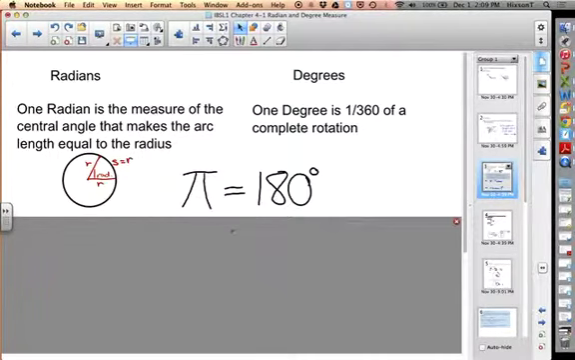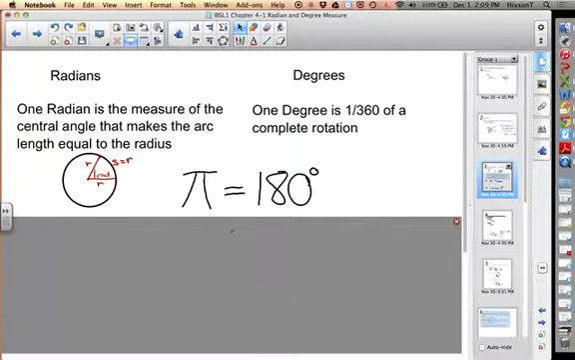And for arc length, we usually use a lowercase s, okay? That is the same length as the radius, alright? So whatever that central angle is, that's going to be 1 radian, okay?